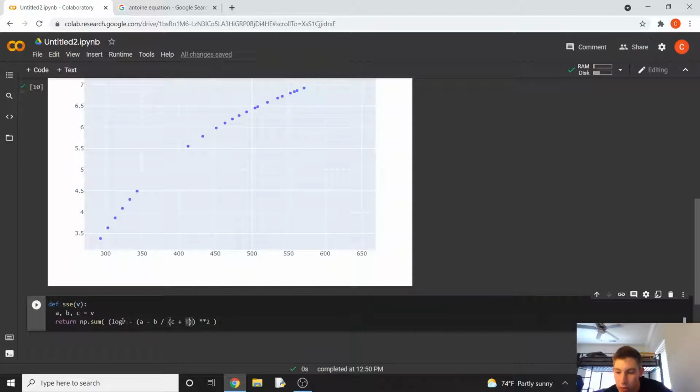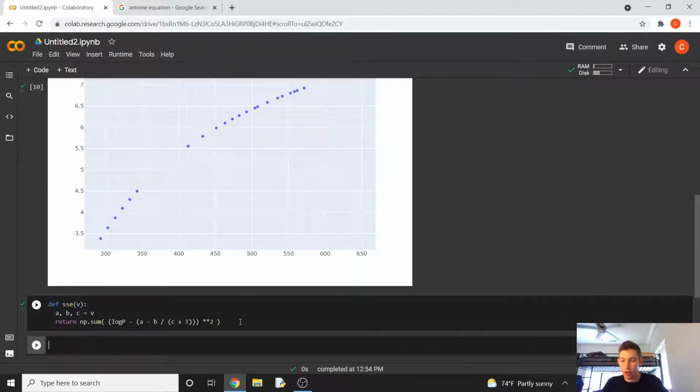So let's see if the parentheses match up. We have 1, 2, 3, and then 1, 2, 3. So that should be correct, but we will see. And then what we're doing is we're going to minimize SSE, and then we're going to have to do 3 guesses because we have 3 parameters. So I'll just say 1, 1, and just 1.